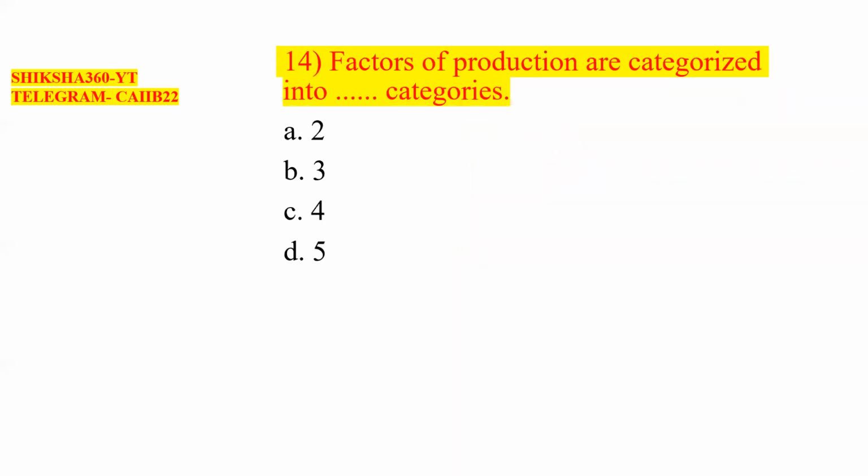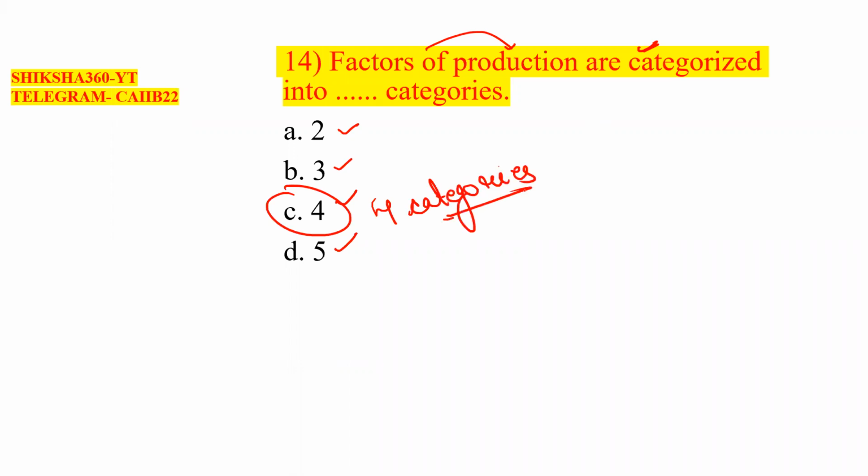Next question: factors of production are categorized into how many categories? 2, 3, 4, or 5. Please tell fast. If anyone tells the answer, please also tell which are these categories. Factors of production are divided into 4 categories. What are the categories? First one is land, labor, capital, entrepreneur.